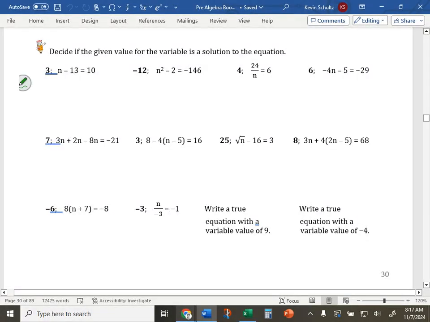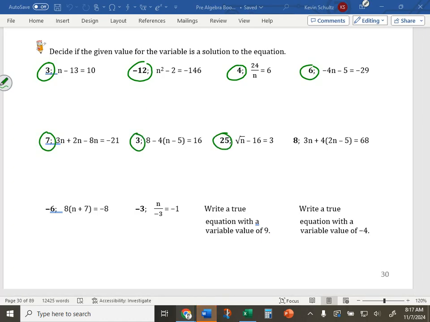It says, decide if the given value for the variable is a solution to the equation. The given value is what's bolded here. So this is what you are plugging in for each of them. And all your answer really is a yes or a no, right? Can n be 3? Can n be negative 12? Can n be 4? Can n be 6?